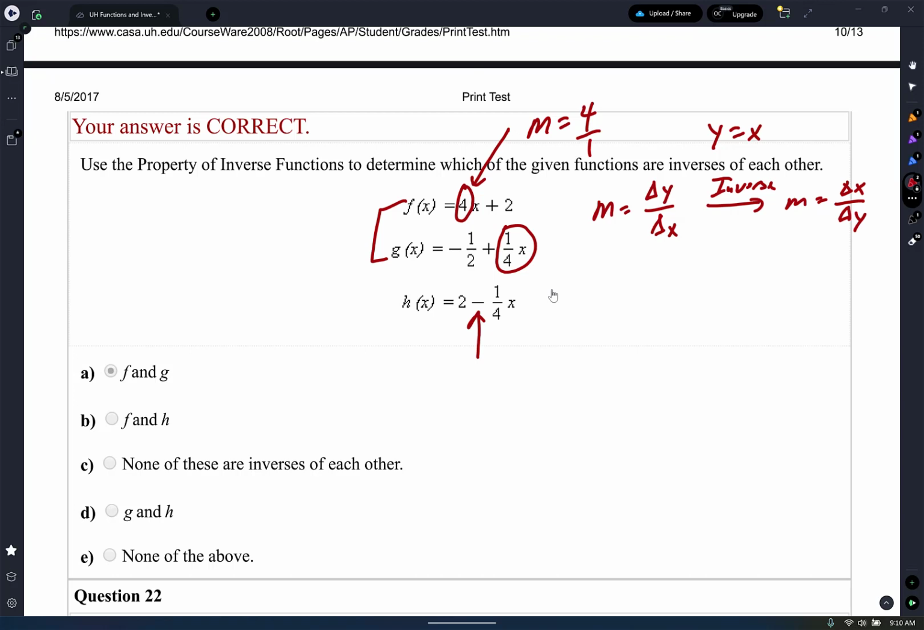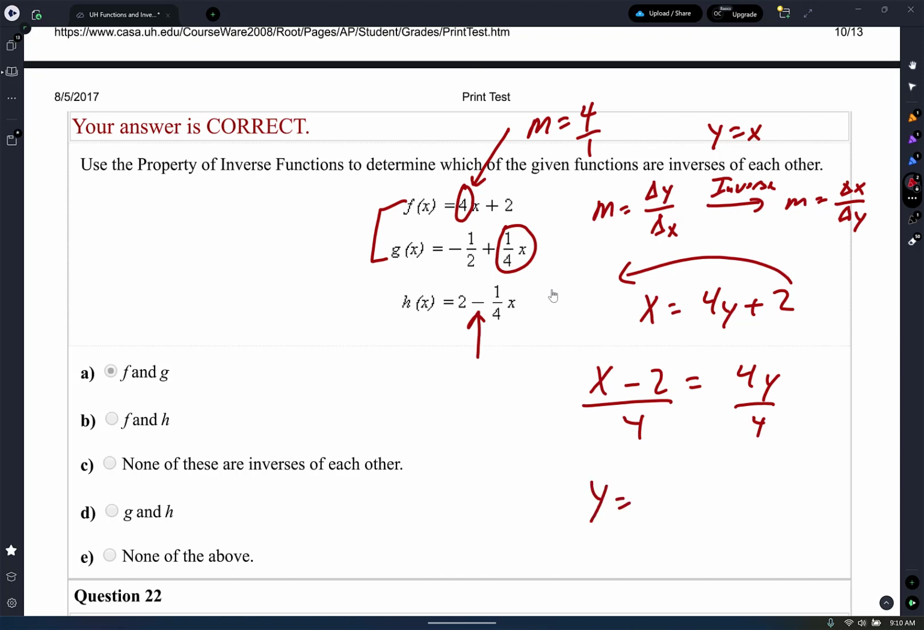Okay, I know. Some of you want to see it the right way. Show me the right way. Okay, here's the right way. x equals 4y plus 2. Remember, we're solving for y. Move the 2. x minus 2 equals 4y. Divide by 4. So y equals, I'm going to write it the way they have it: negative 2 over 4, that's negative a half, plus 1/4 x. Look, there it is, f and g. You see how we did it, guys? So f and g.